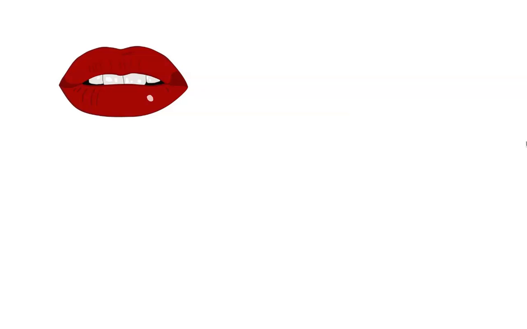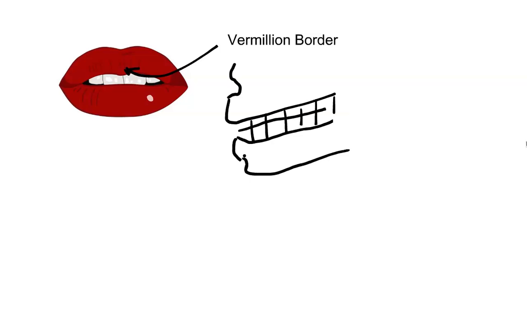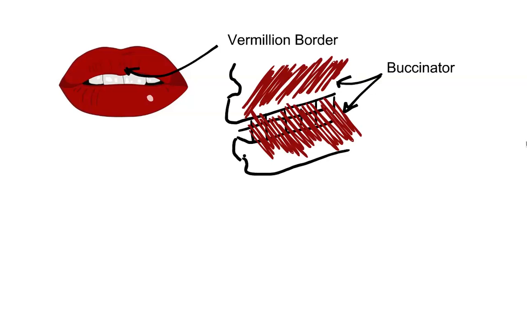The lips are covered externally by skin and internally by mucous membrane. However, the transitional zone between these two, the vermilion border, doesn't have any glands that secrete mucus, so the lips have to be licked to moisten them. The cheeks have a similar construction with buccinator muscle going in between the two layers. The buccinator's function is to push the cheek towards the teeth during chewing, ensuring food doesn't fall into the vestibule.